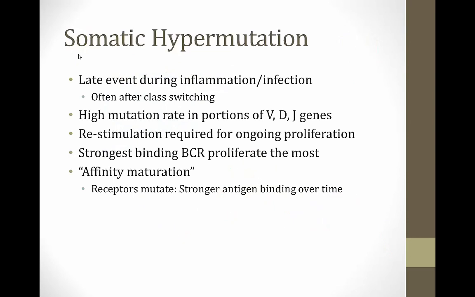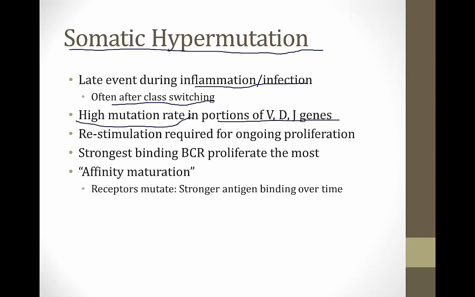Let's talk about a very important mechanism by which B cells hone their effectiveness in eliminating pathogens, and this is called somatic hypermutation. This is a late event. It's a process that B cells undergo during inflammation and infection, often after they have already class switched. There are certain portions of the V, D, and J genes that I described before which have a very high mutation rate.